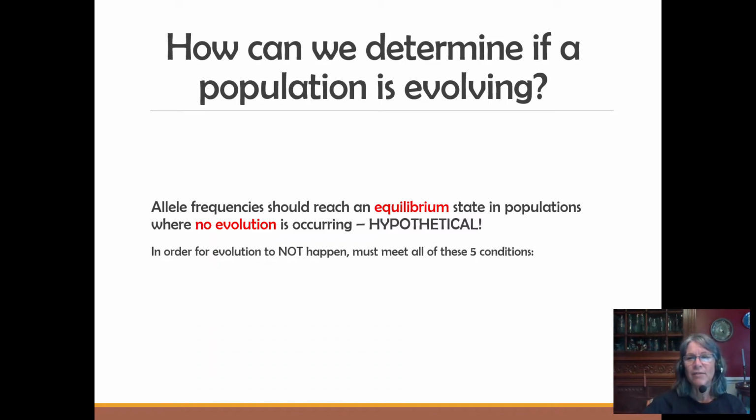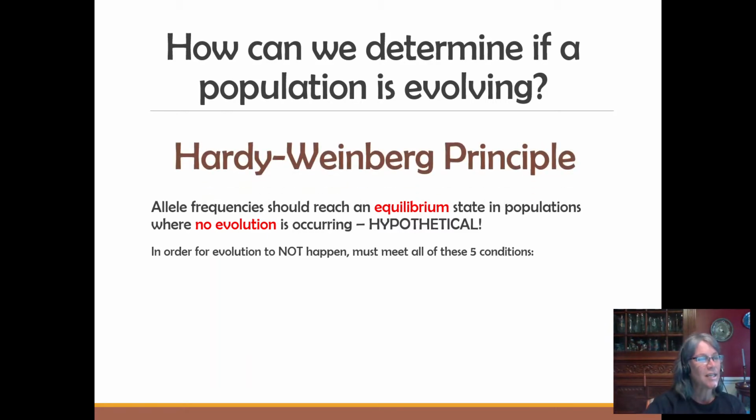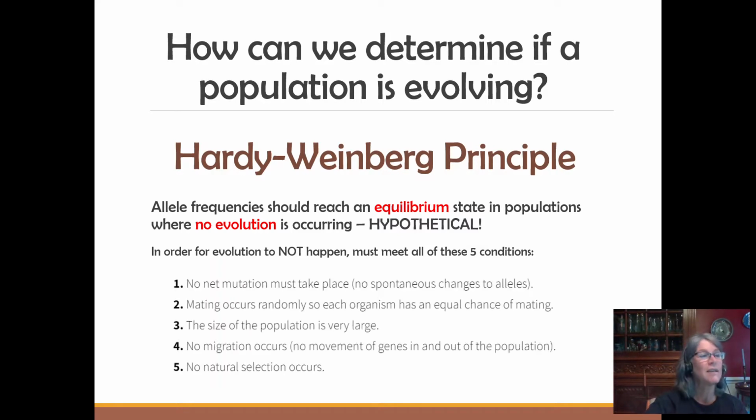So for evolution to not happen, I have to meet all 5 of these conditions, not just any one. The Hardy-Weinberg Principle says in order for evolution to not occur, I must have no mutation taking place. So no spontaneous changes to alleles. Mutation just randomly happens all the time. So that one's pretty tough. How do we get no mutations when that's something that naturally occurs?